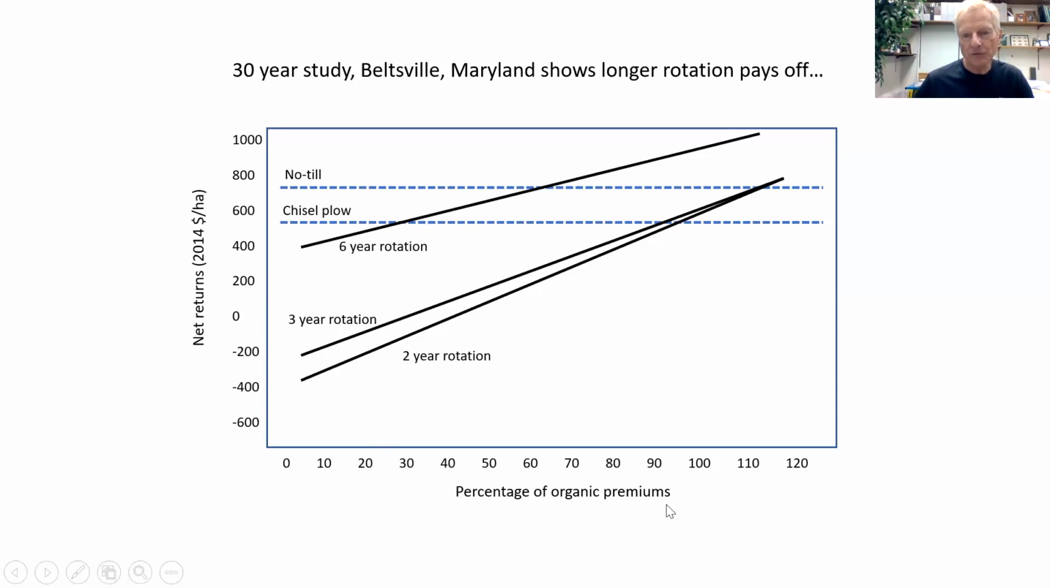And this is the percentage of organic premium that's required to make this rotation intersect with these conventional ones. And so one of the things that I want to illustrate here is by going to this longer rotation, which includes 2 years of alfalfa, it takes a much smaller organic premium to be as profitable as the best conventional system, compared to these rotations, which only include grain crops. This one is corn, soybean. This one is corn, soybean, wheat.